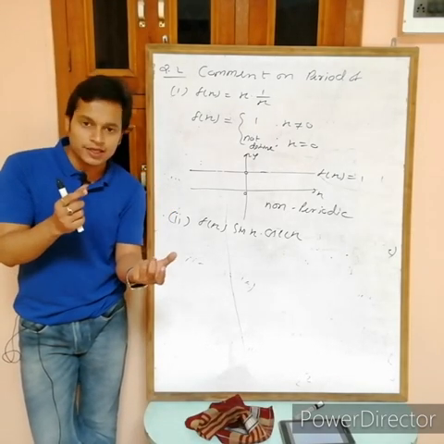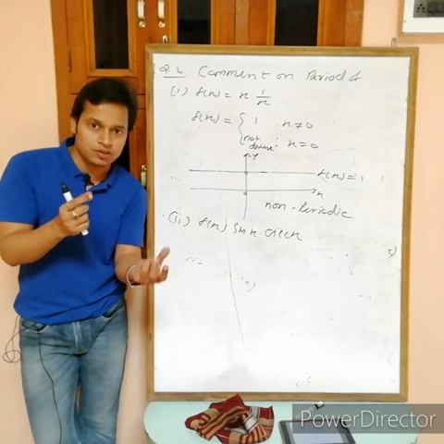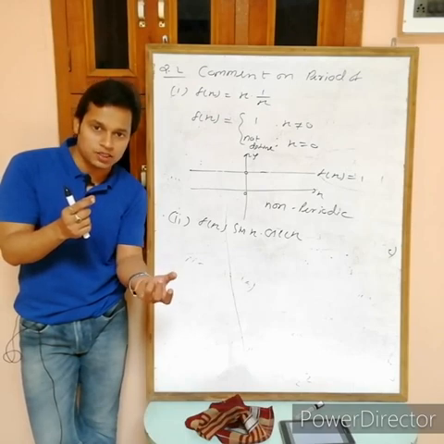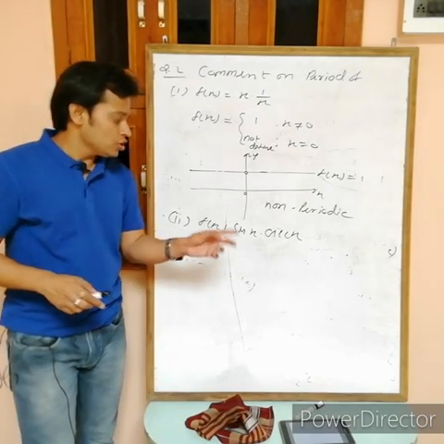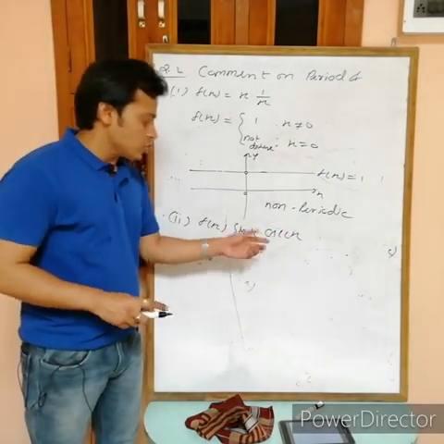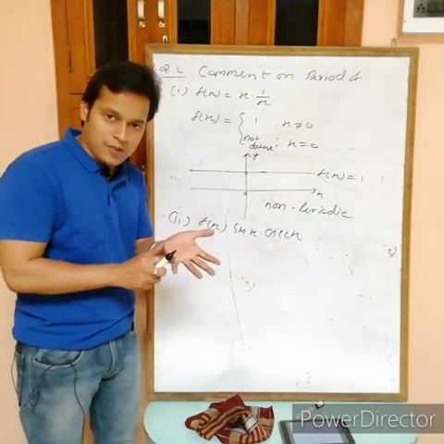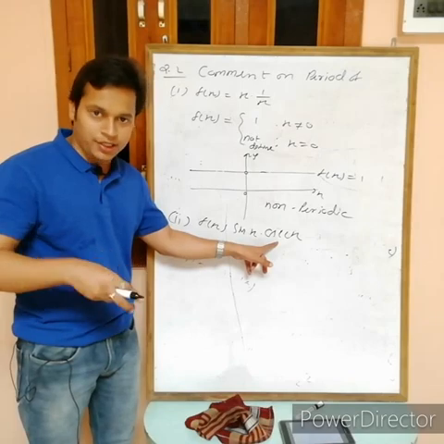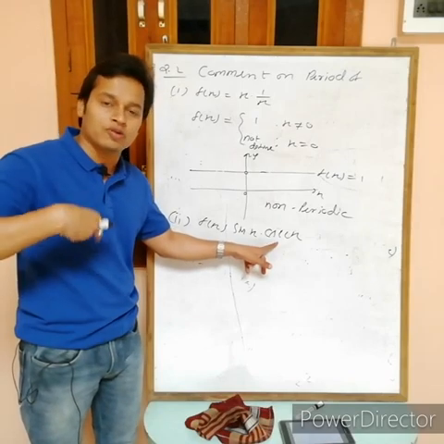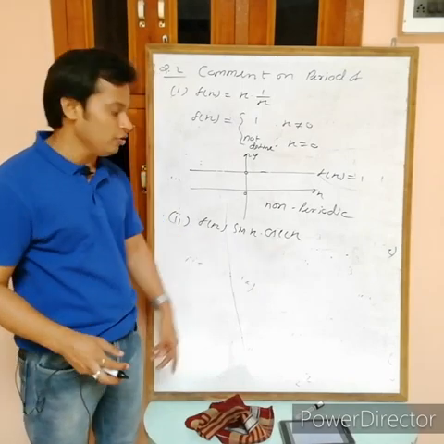So sin x is 0 at 0, sin 0 is 0, sin pi is 0, sin 2 pi is 0. So this function is not defined at 0, pi, 2 pi, because cosec 0 is infinity, cosec pi is also infinity, cosec 2 pi is also infinity. Like this one.